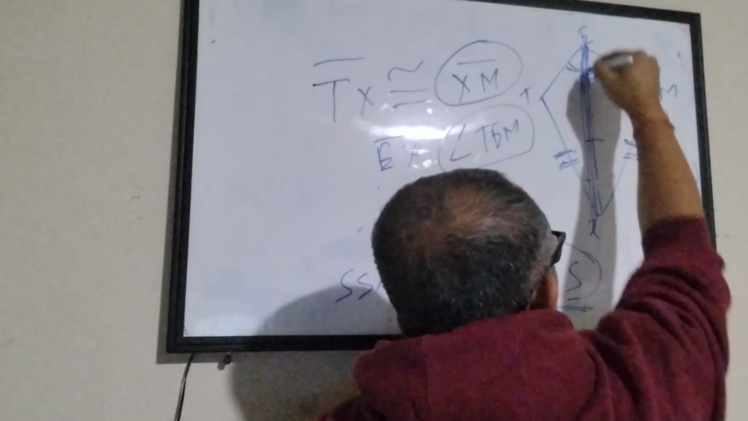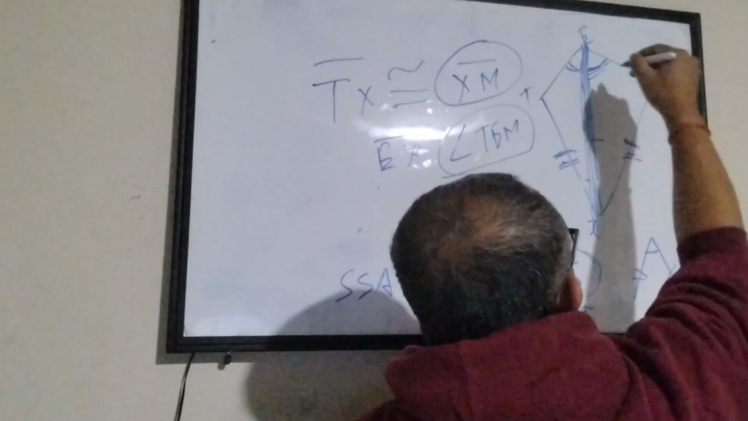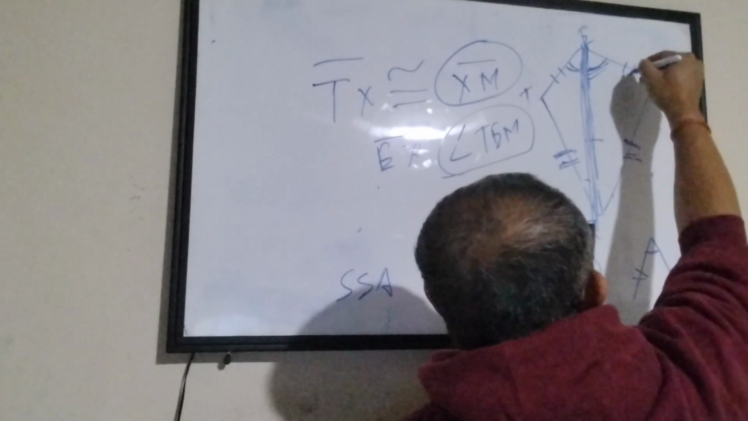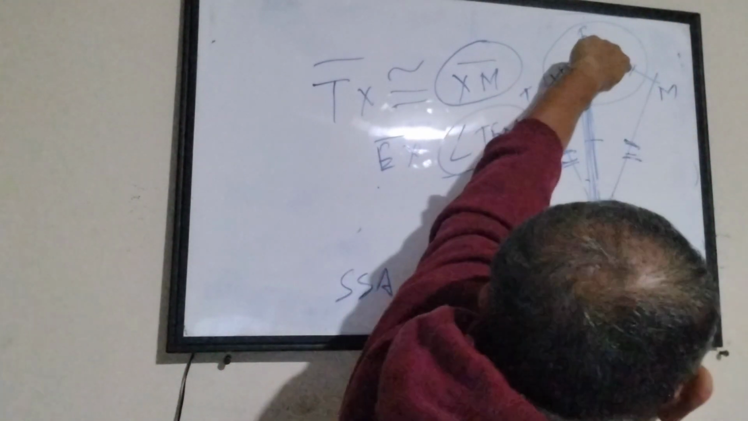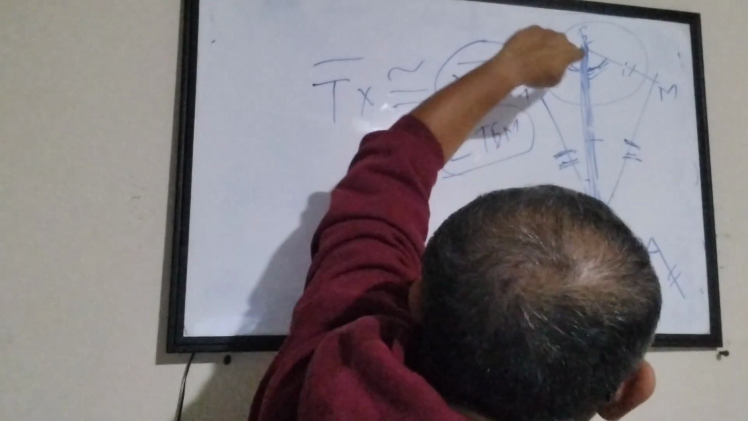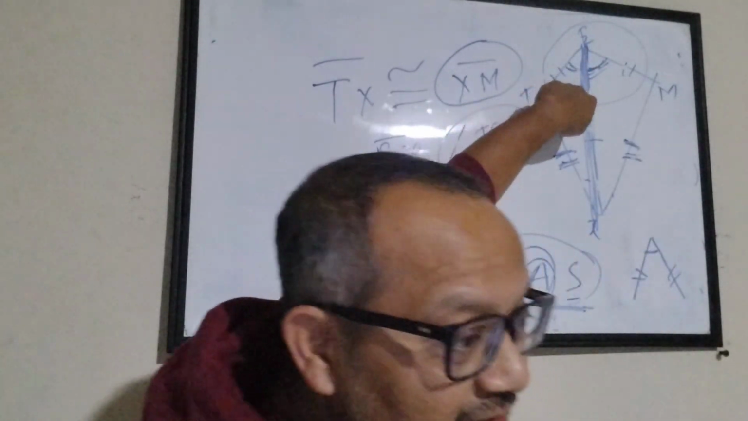Now this side is anyways common. So when this side and this side are being asked congruent, then your situation is matching side, angle, side. Side, angle, side. Then they are congruent.